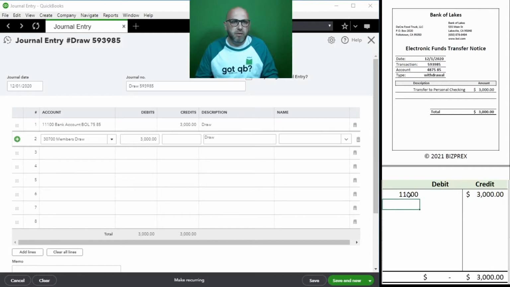Bank account goes down, right? Therefore, it's credited because it's an asset, and equity goes down. It is debited, right? Makes sense. We take money out of the business, our ownership in the business is reduced, and our balance in our bank account is reduced.